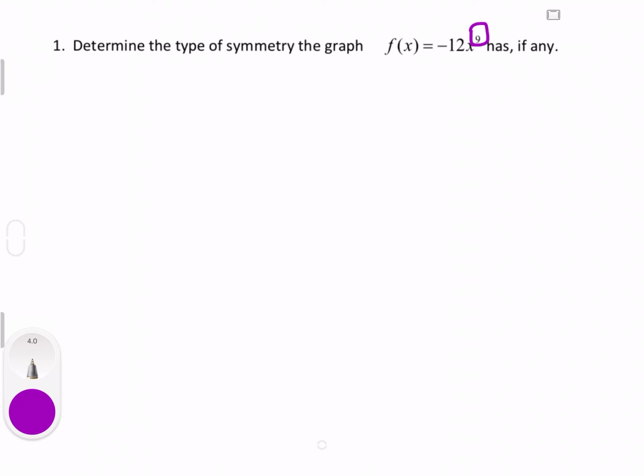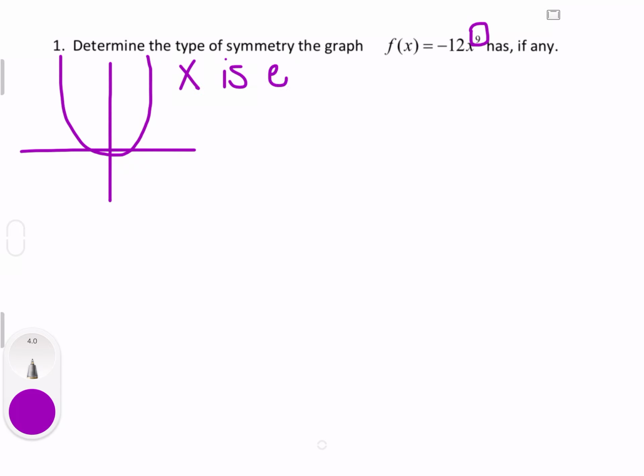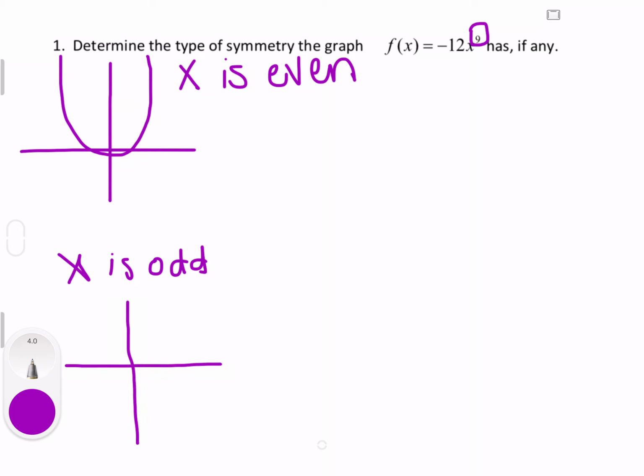So we want to determine the type of symmetry of the graph f of x, if it has any. Remember that when we're looking at symmetry of graphs, we really want to look at this exponent right here. If your exponent is even, your graph is going to look like a parabola like this. So that's if x is even.